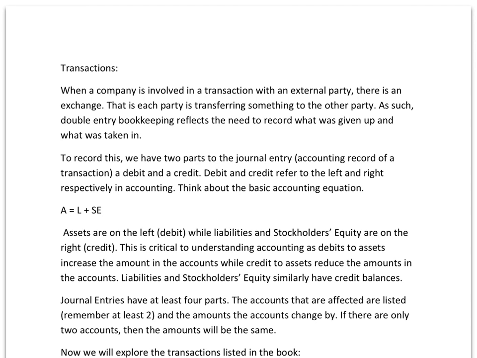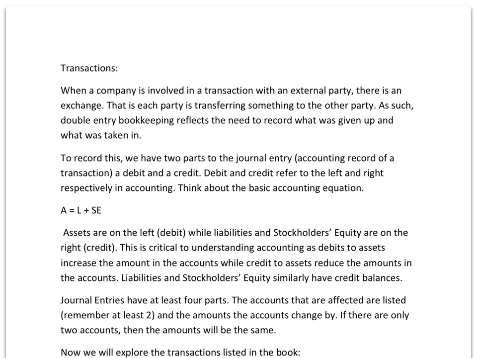Chapter 2 is our first real introduction into debits and credits and actual journal entries. Chapter 2 focuses on the accounting cycle during the period rather than the end of the period. And as such, the main focus is on external transactions. So when the company has an exchange with an external party, whether it's an owner, a creditor, a supplier, or a customer, they're going to record this transaction with a journal entry so it hits the trial balance and eventually the balance sheet, income statement, and all that good stuff.